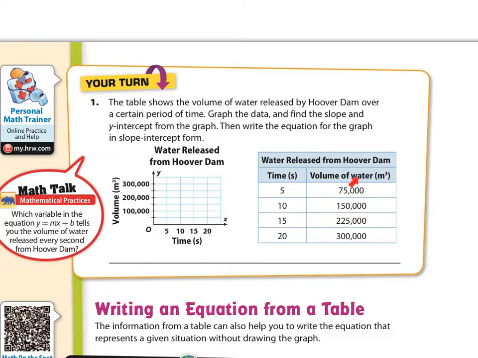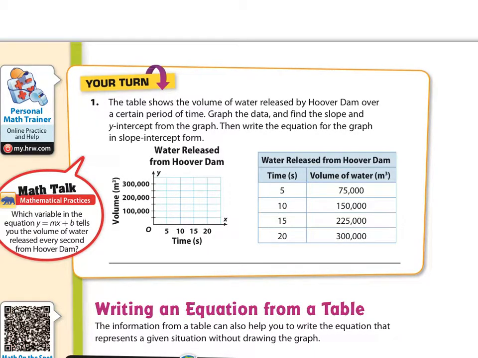So just to read this table and understand it a little bit, this means in 5 seconds, there's going to be 75,000 meters cubed, or cubic meters, of water released from the Hoover Dam. So that's a lot of water. That's only in 5 seconds. In 10 seconds, there's going to be 150,000 cubic meters. In 15 seconds, 225,000 cubic meters.